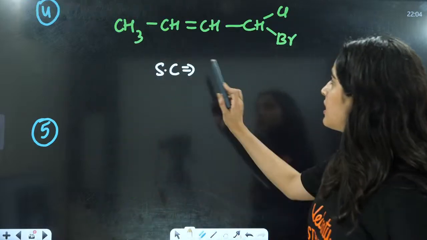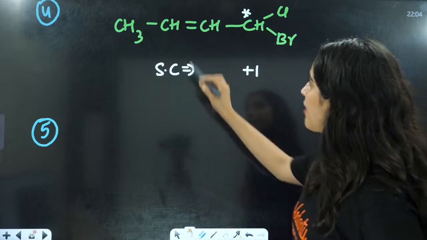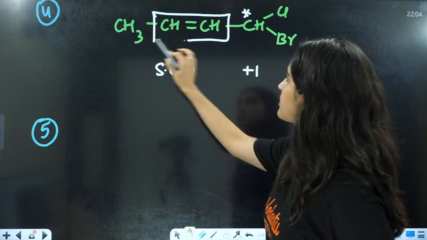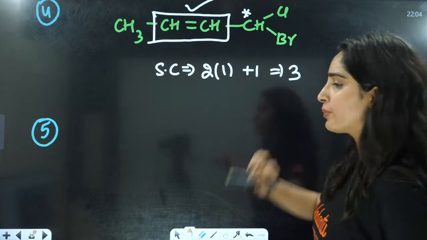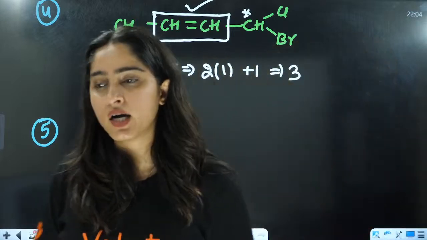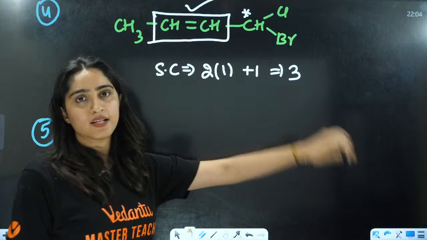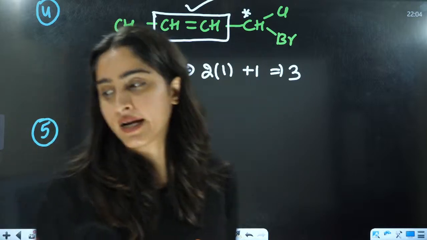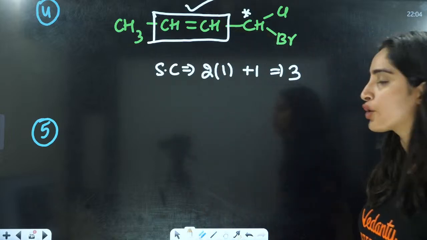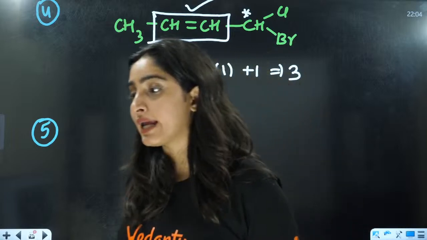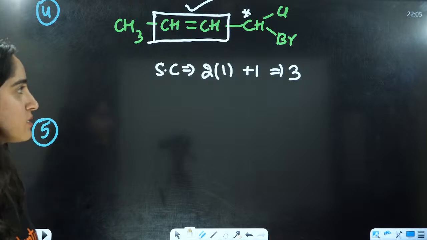Now here you have one chiral center, and this is the geometrical isomer. This means 2 into 1 geometrical isomer plus 1 chiral center, which is going to be 3. 3 is the answer here, because the number of geometrical isomers multiplied by 2 plus the chiral centers is the number of stereocenters. So there are going to be 3 stereocenters.